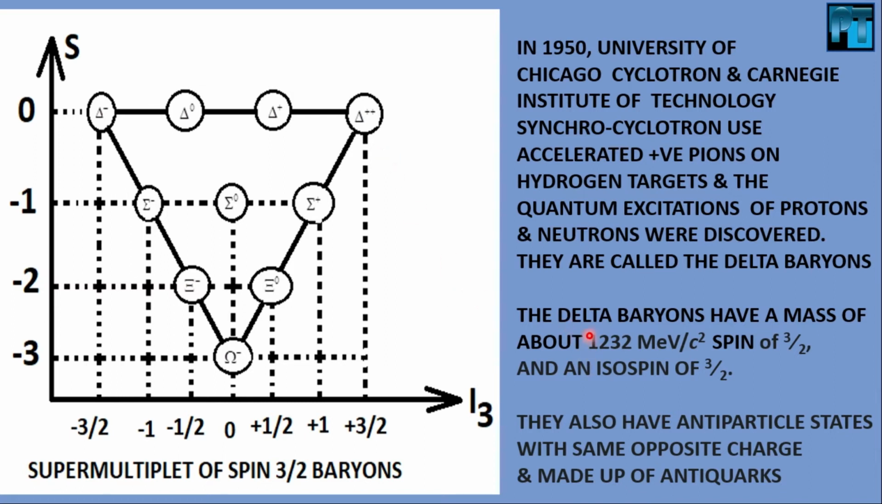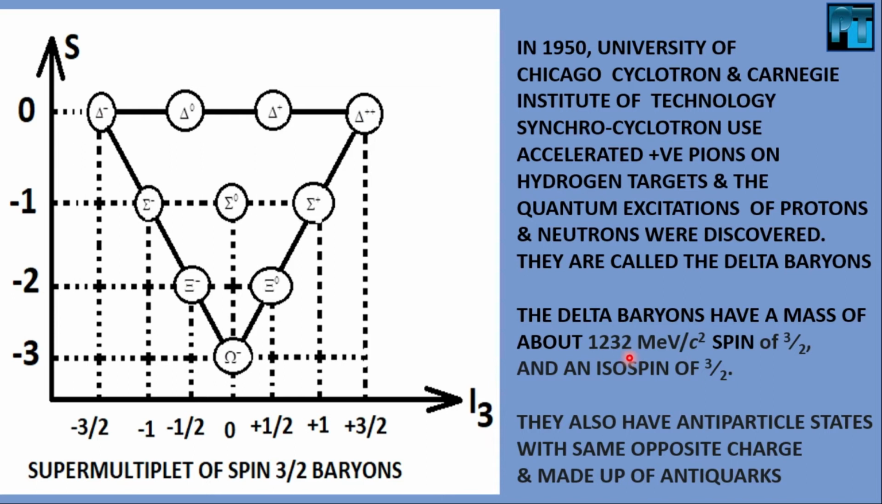From the data, the delta baryons have masses of 1232 MeV per c square, whereas remember the first table shows the proton and neutron had nearly 938 or 939 MeV per c square. So they are way higher than them.